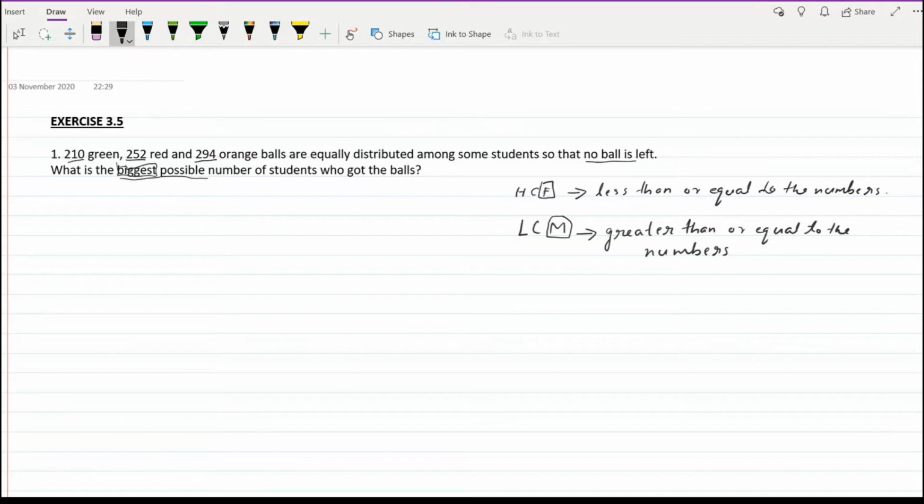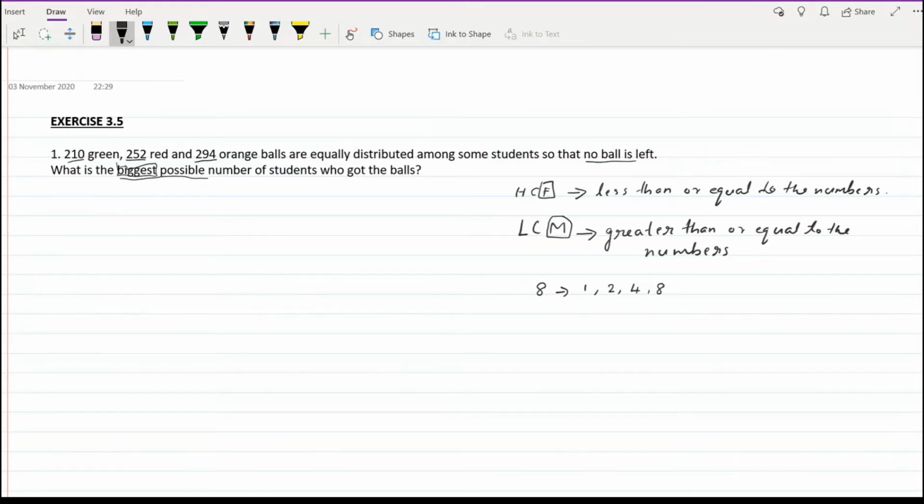F is for factors, highest common factor. A factor of a number will surely be less than or equal to the number. And LCM is least common multiple, where M denotes multiples. Multiples of a number are always greater than or equal to the number. One example: factors of 8. Its factors are 1, 2, 4 and 8. All the numbers are less than 8, and 8 is equal to 8. So the property is satisfied.